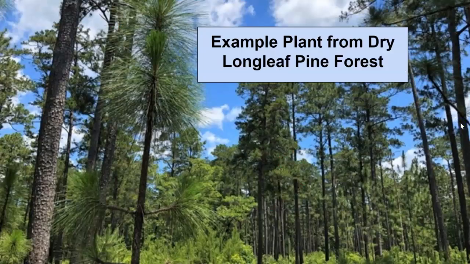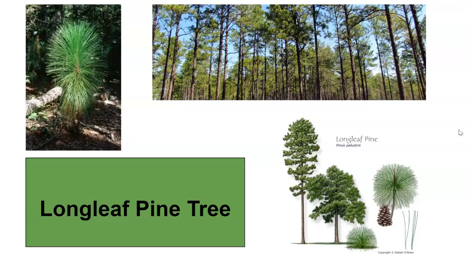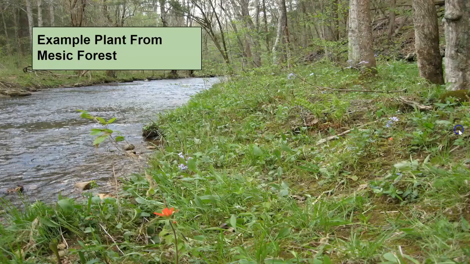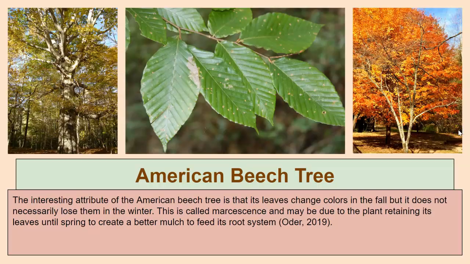An example from the dry longleaf pine forest is the longleaf pine tree. An example from the mesic forest is the American beech tree. An interesting attribute of the American beech tree is that its leaves change color in the fall, but it does not necessarily lose them in the winter. This is called marcescence and may be due to the plant retaining its leaves until spring so it can create a better mulch to feed its root system.